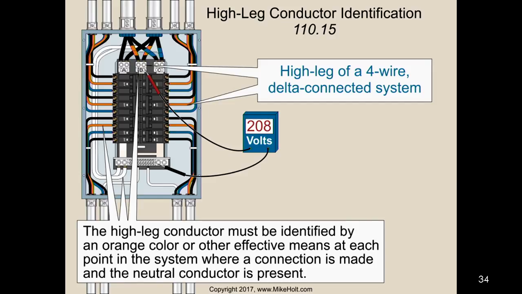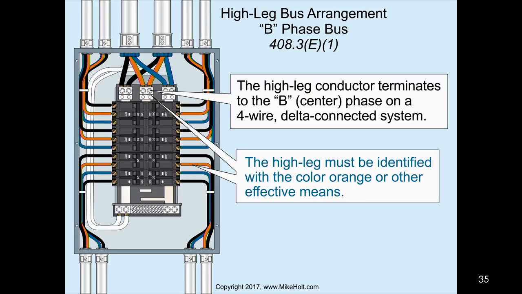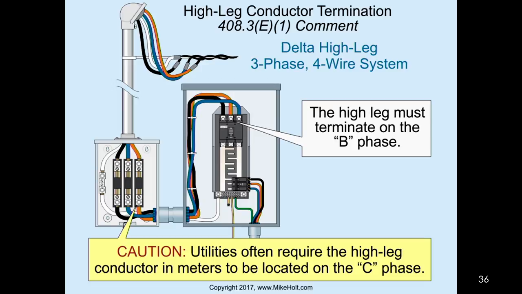But let's go back to the orange identifying color mark. Let's go back to the orange color. The orange color is always required anytime there's a neutral present. Correct. Okay. Or other effective means. And then the next rule is 408.3(E)(1) which says that it has to be on the B phase of a panelboard. Okay. Then I got the one about utilities. Utilities will require it to be on the C phase.